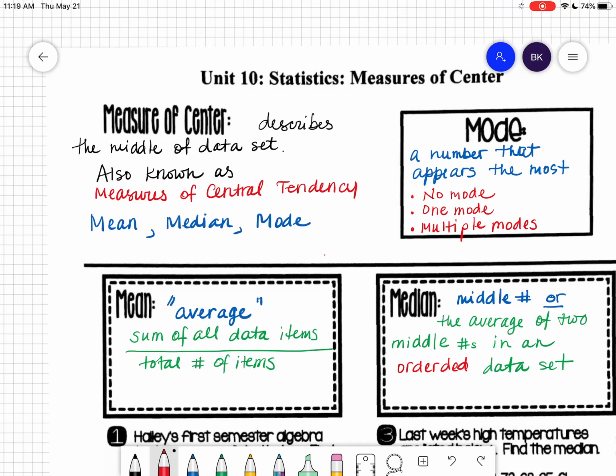The first thing we're going to talk about is the mean. The mean is also called an average. You probably have heard about it from 5th grade. How do we find the mean? We basically add up all the numbers in the data set and divide it by the number of items in the data set, or total number of items. So the sum of all the numbers is divided by the total number of items.